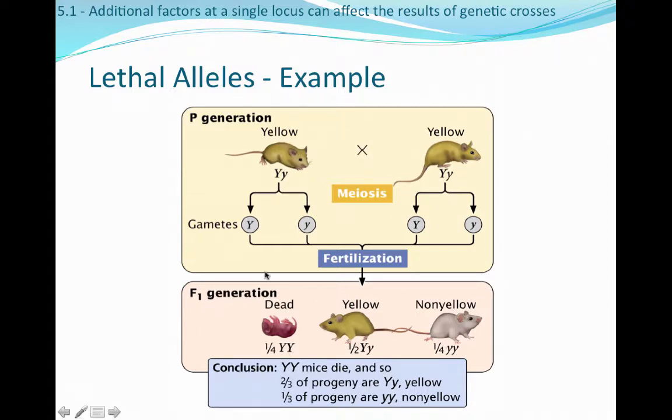So we see an alternate pattern of inheritance in the F1 generation. We end up with two-thirds of the progeny heterozygous and yellow, and a third of the progeny homozygous little y and non-yellow. If you ever see odd ratios like that, that usually means there's a lethal recessive somewhere.